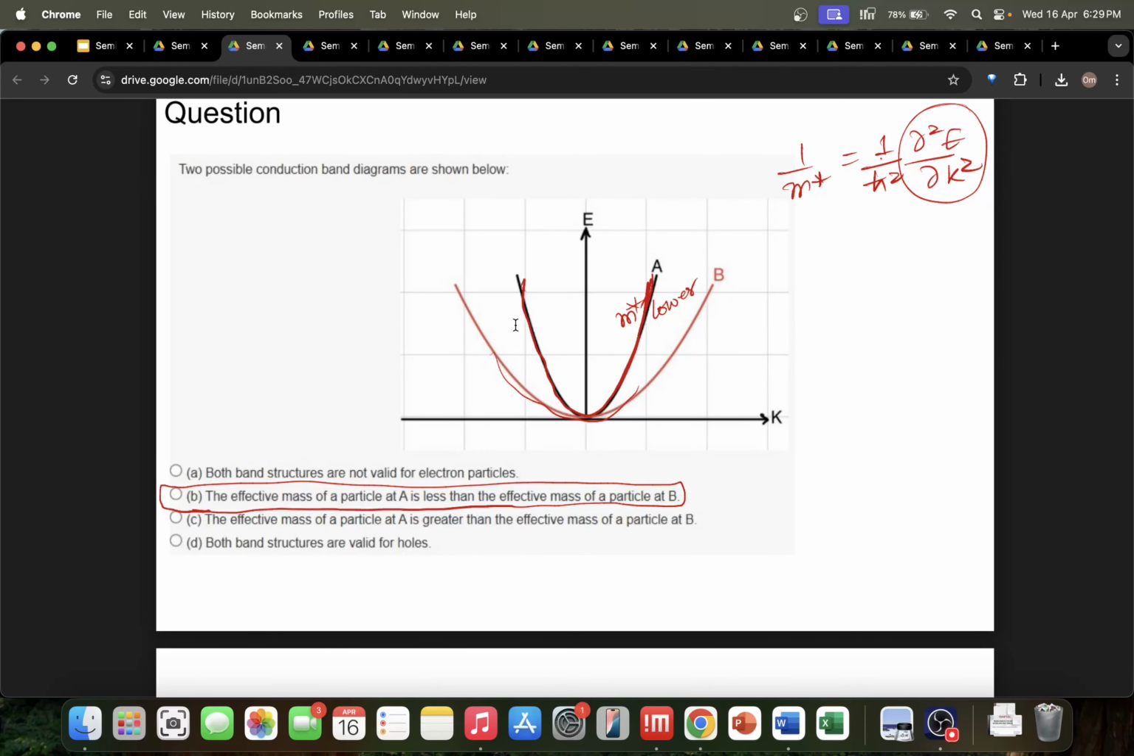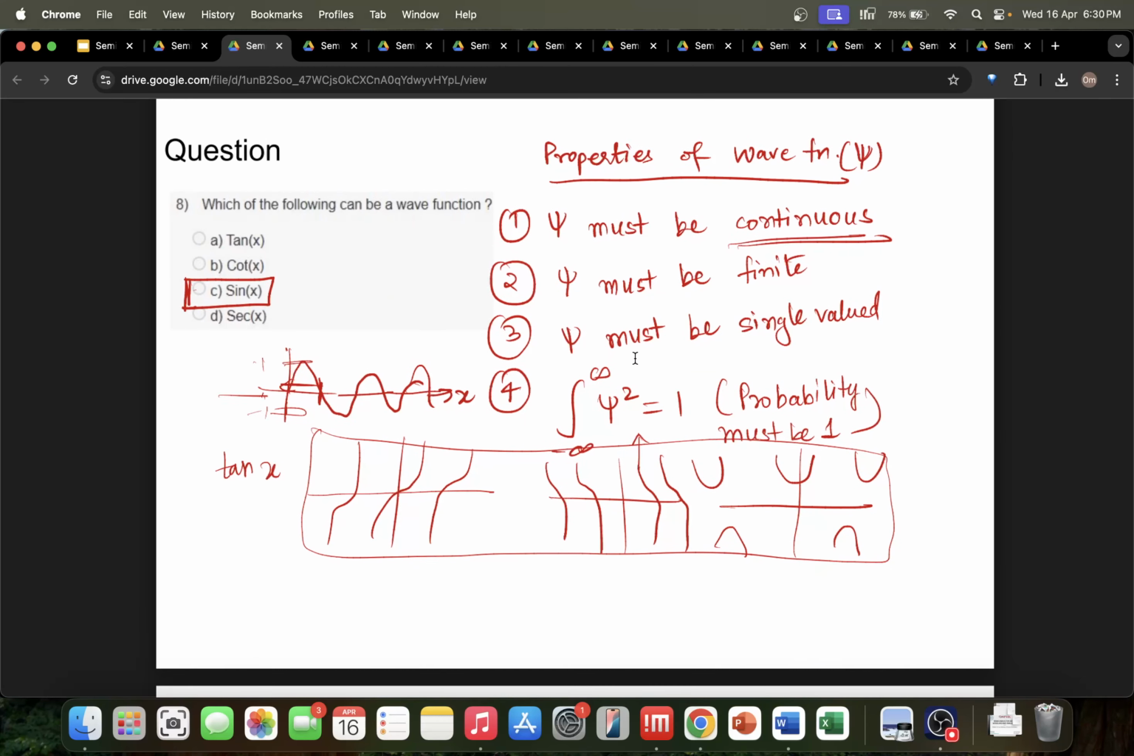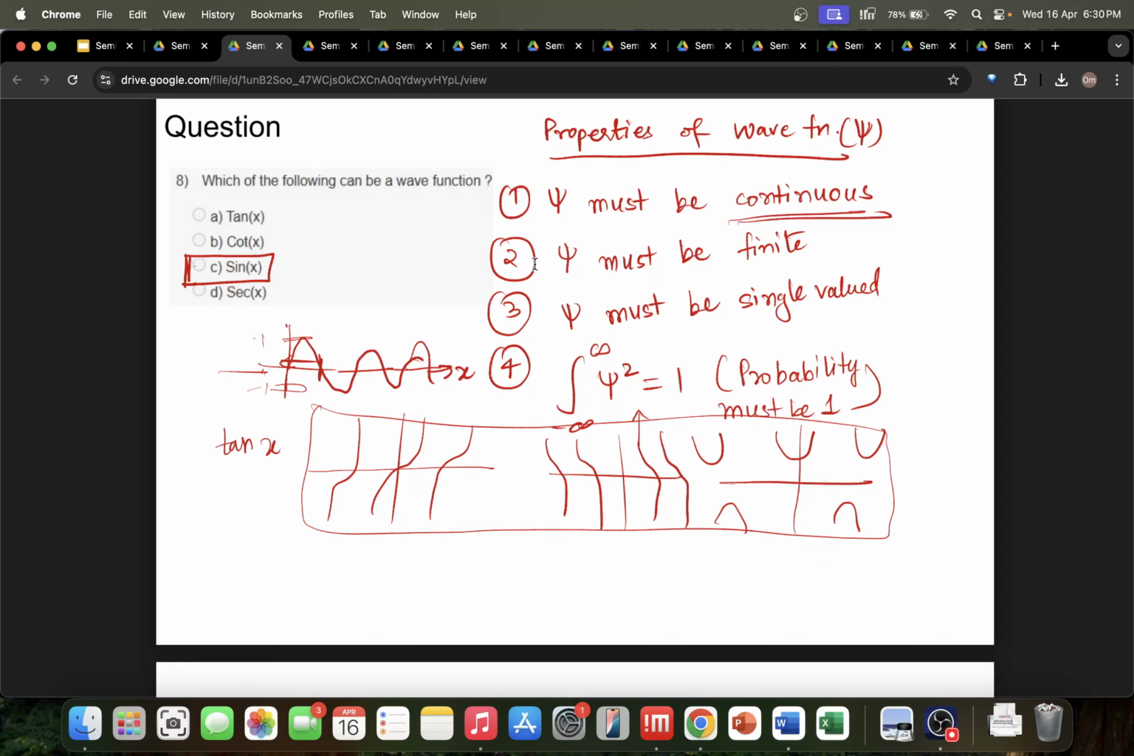We also saw this in some other questions where we determined which among A and B has a lower effective mass. Definitely A has a higher curvature, so it has a lower effective mass. Then we slowly tended to see an introduction of the wave function. So the wave function has a few properties. It must be continuous, finite, single valued, and its probability must be 1.